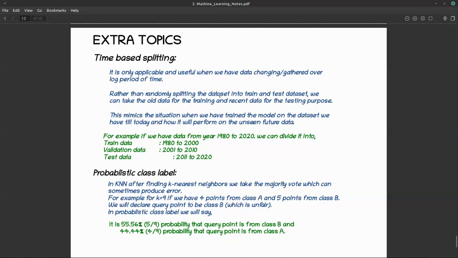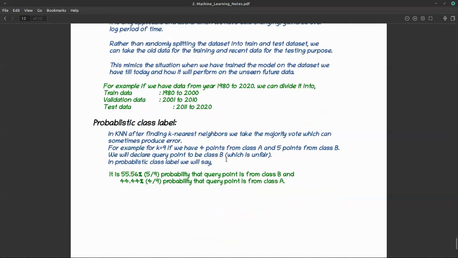If you take random splitting, then it's possible that you have some data from 1980 to 2010 and also from 2011 to 2015. So it would simply mess up, right? Your model knows everything in advance. So this is a hack if you have a date column or some time dependent features.